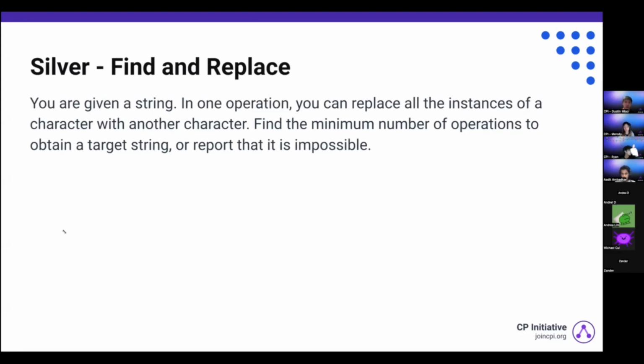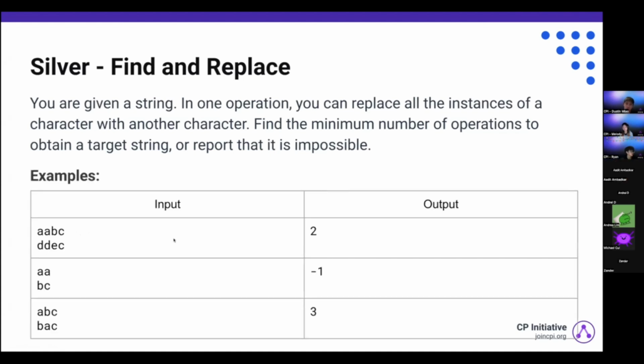All right, so the first silver problem is called find and replace. In this problem, we're given two strings, both of length n. In one operation, we can take all instances of a character and replace it with another character. And then we want to find the minimum number of operations to obtain a target string or report that it's impossible. So I've chosen a couple of samples here just to illustrate what the problem statement means.